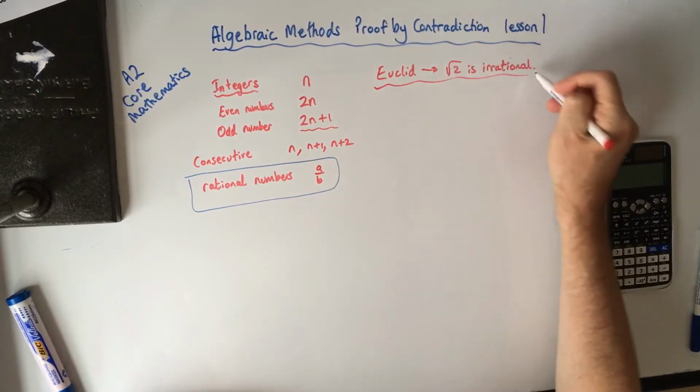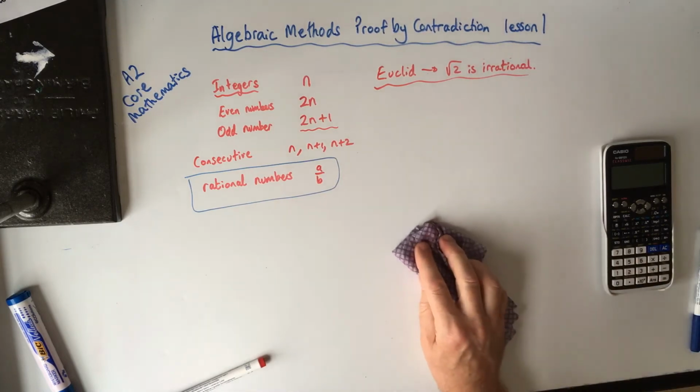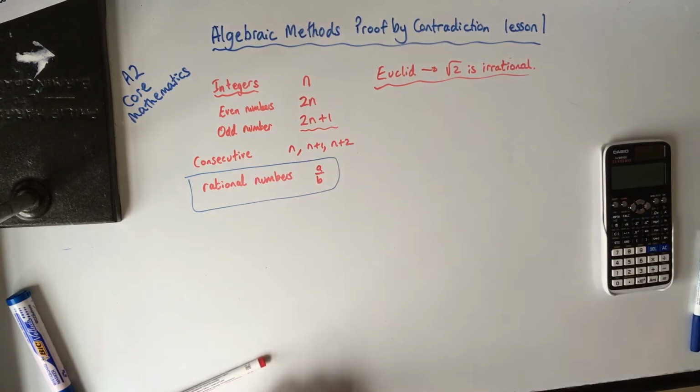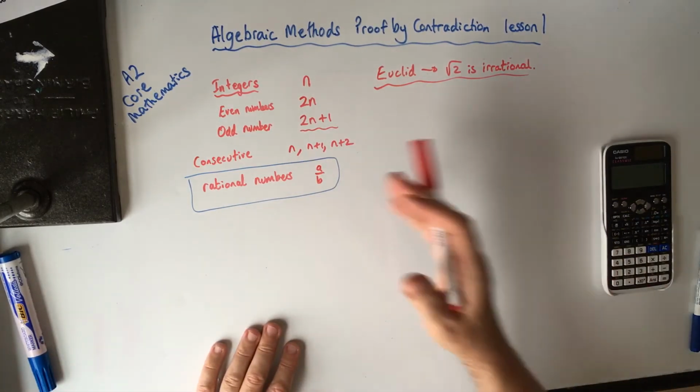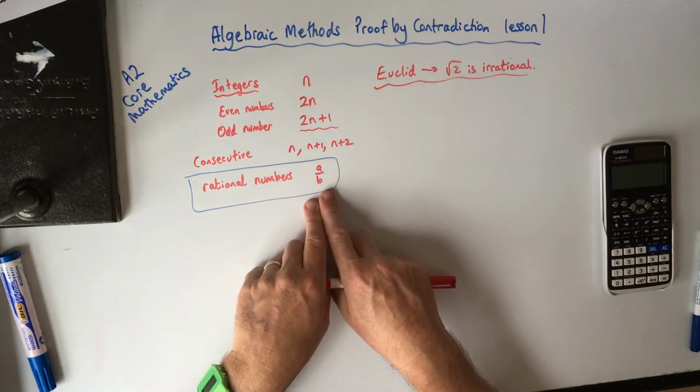This is a very famous proof with mathematicians that root 2 is irrational. And he does it by proof by contradiction. It's the classic, the quintessential proof by contradiction. Because we can't describe an irrational number by anything, but we can describe rational numbers by a fraction.